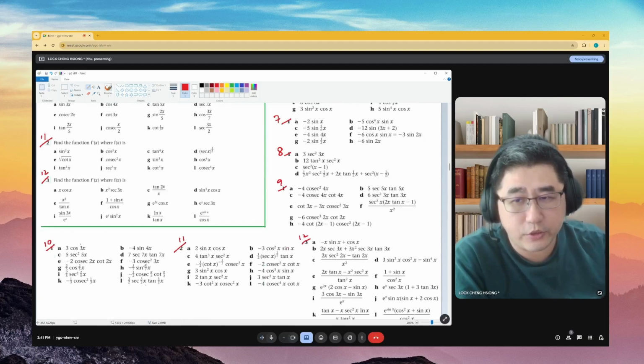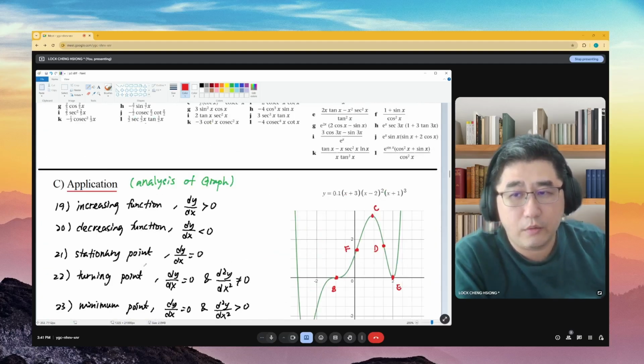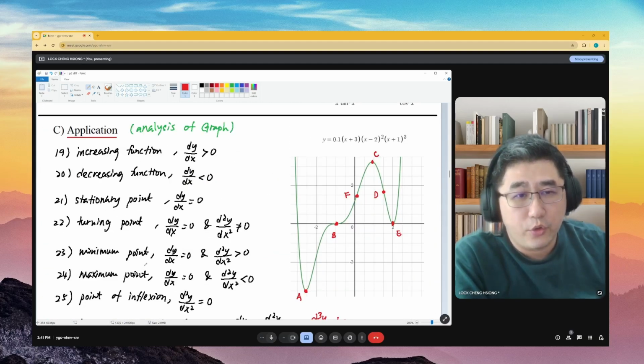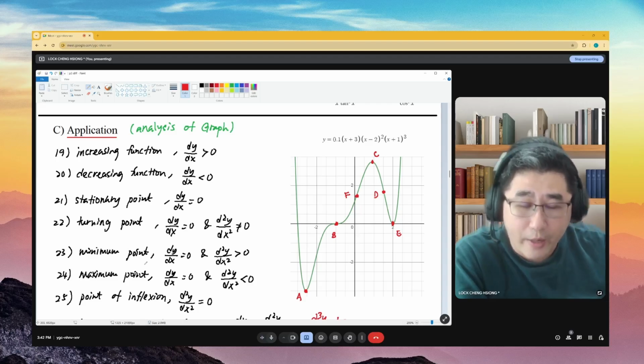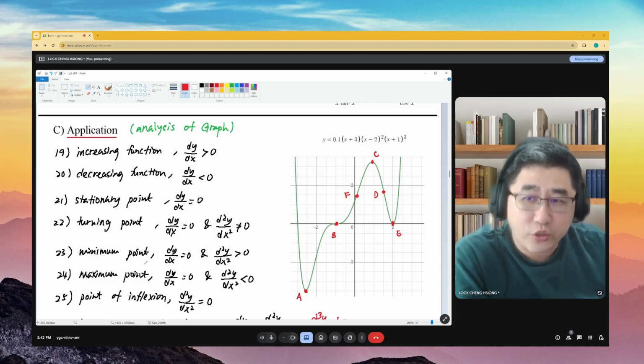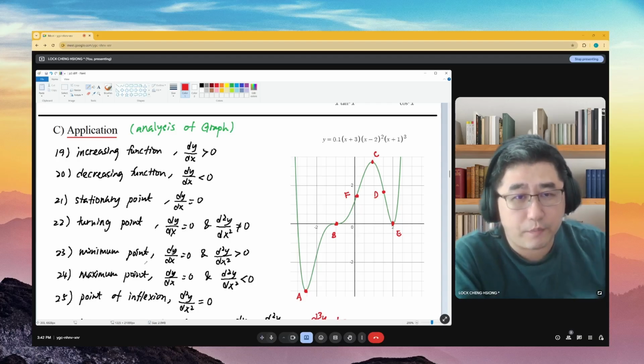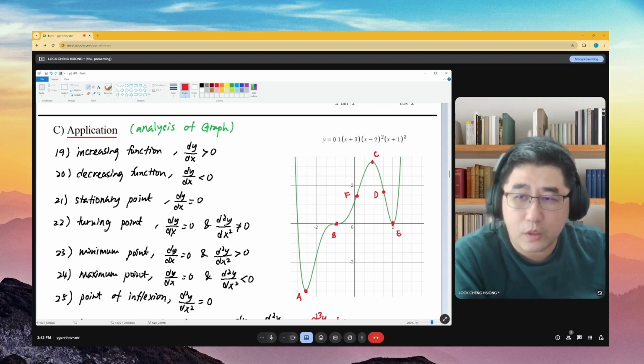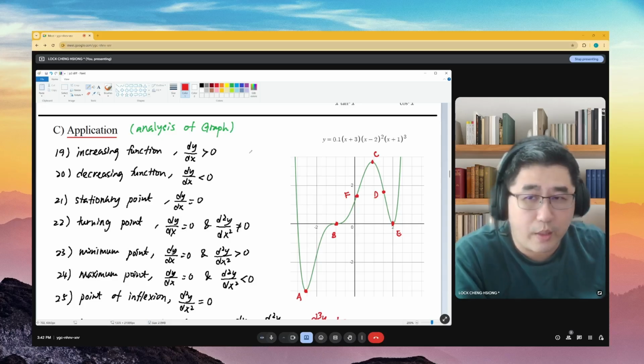Next application: analysis of graph. If you think that you haven't really mastered differentiation yet, you can pause here and practice the questions first before you continue onwards from this section. So now, the application we're talking about is analysis of graph.